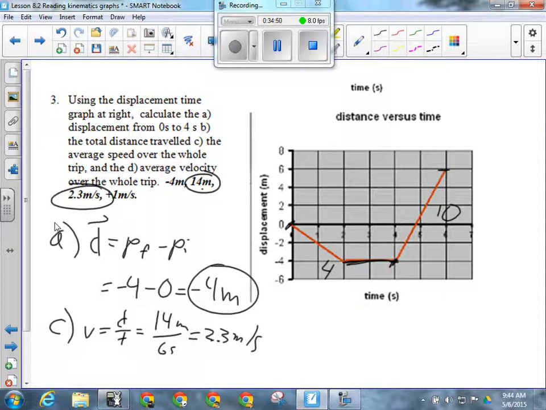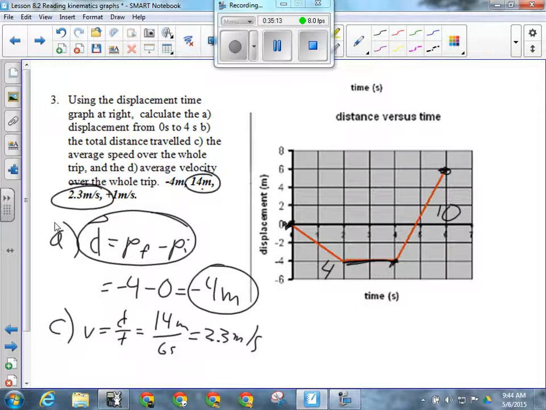Well, what two things do I need for that? Total displacement and total time. All right, I haven't calculated total displacement yet, but that's no big deal. The formula is still the same. I start out, my initial position is 0. My final position is positive 6, so my total displacement is positive 6.